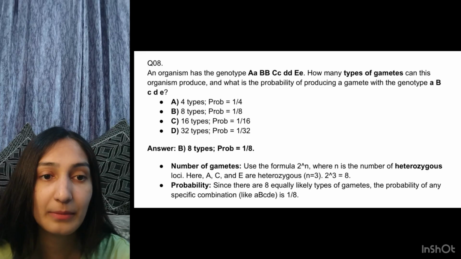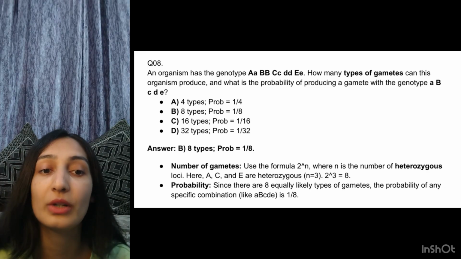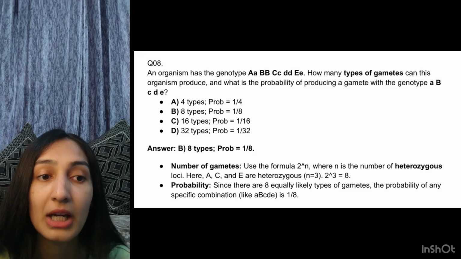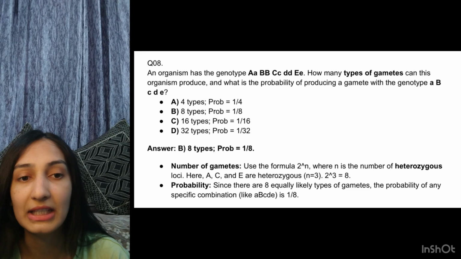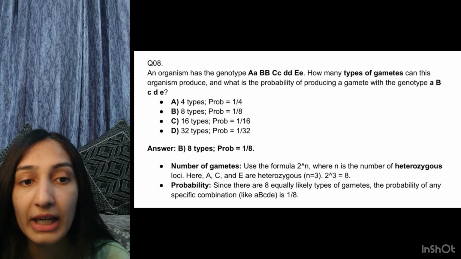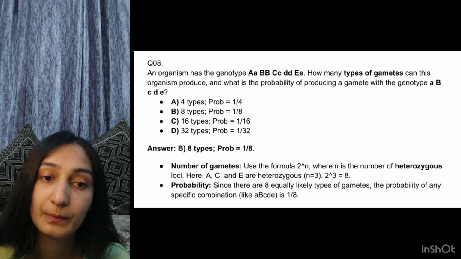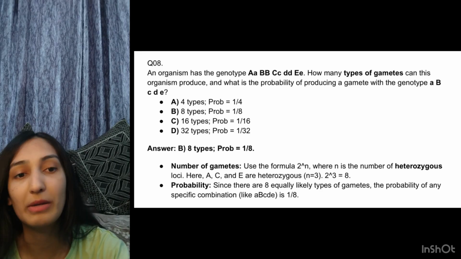Next, an organism has the genotype shown. How many types of gametes can this organism produce, and what is the probability of producing a gamete with the genotype small a, capital B, small c, small d, small e? The options are 4 types, probability 1 by 4; 8 types, probability 1 by 8; 16 types, probability 1 by 16; and 32 types, probability 1 by 32. The right answer is B, that is 8 types, probability 1 by 8.